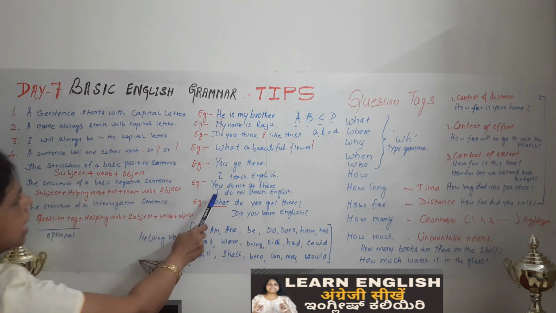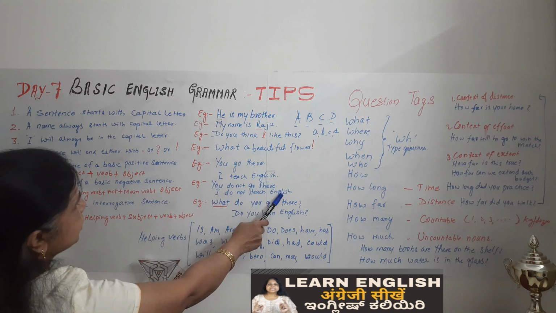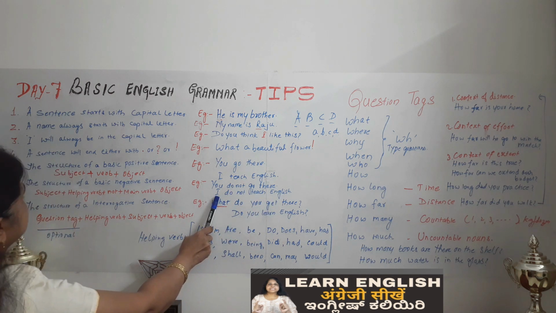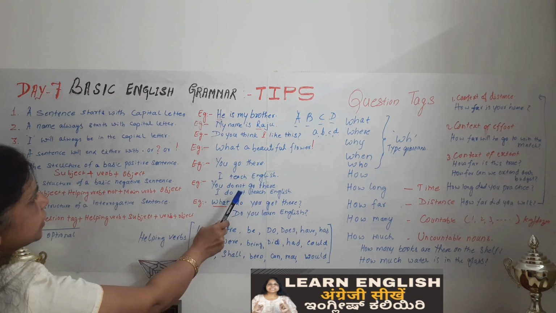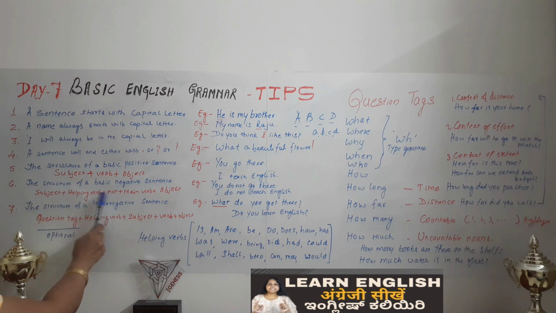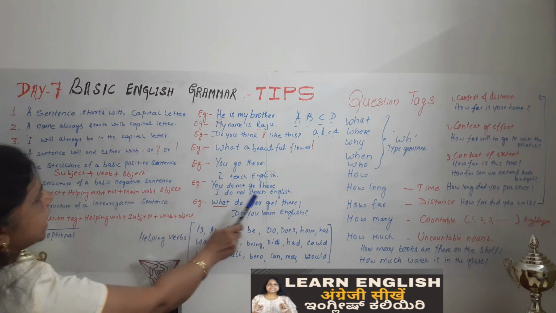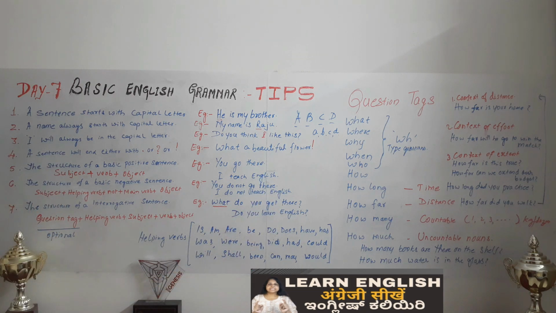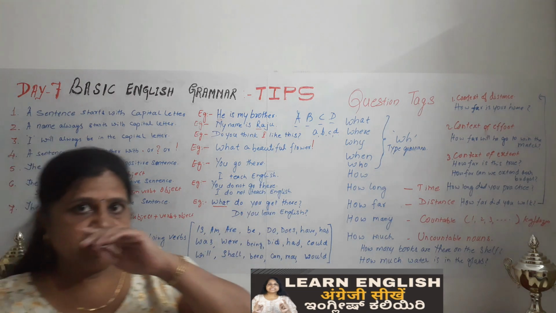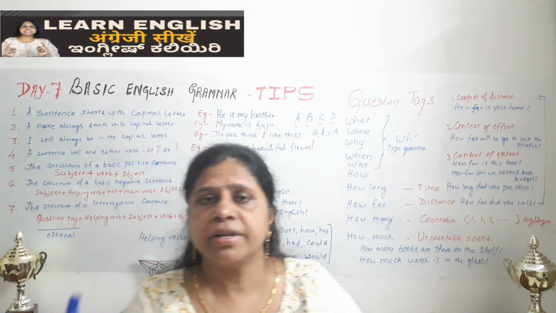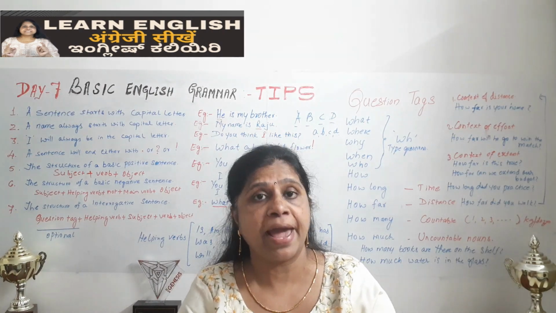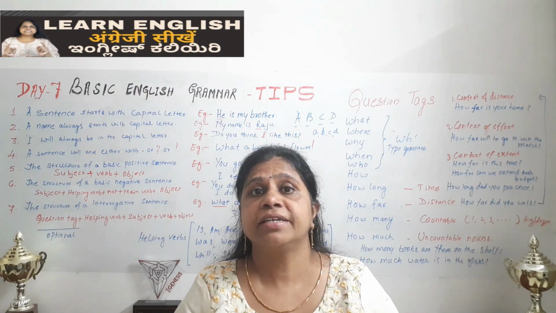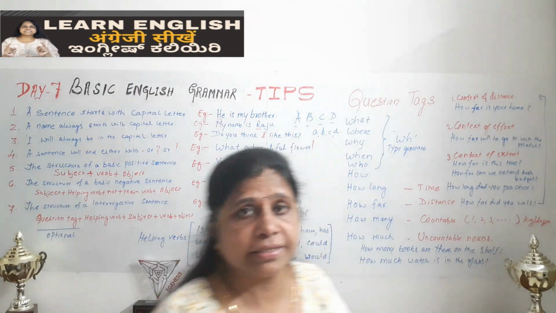Next is I do not teach English. Here I is the subject, do is the helping verb, after the helping verb comes not, plus the main verb teach, and the object. So here everything is the same as the positive sentence, whereas the helping verb and not are added for the negative sentence.